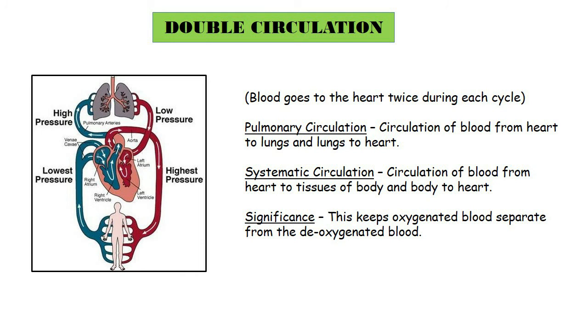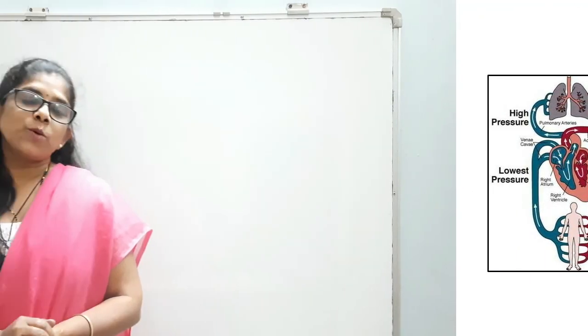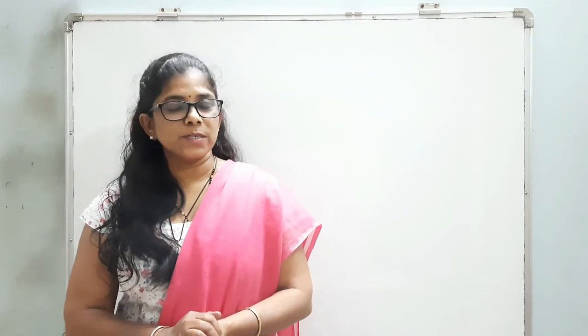The one circulation is pulmonary circulation, where the blood flows from heart to the lungs and lungs to the heart. The next circulation is systemic circulation. Here, the blood flows from heart to the tissues of the body and from body back to the heart. So this double circulation helps to keep oxygenated and deoxygenated blood separate. So by this time, how important organ is our heart and how it works for us is quite clear to you.